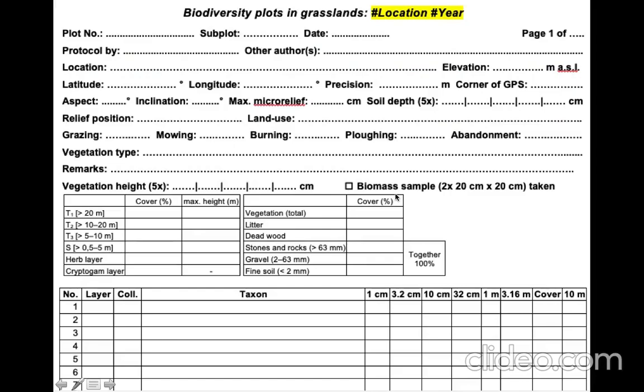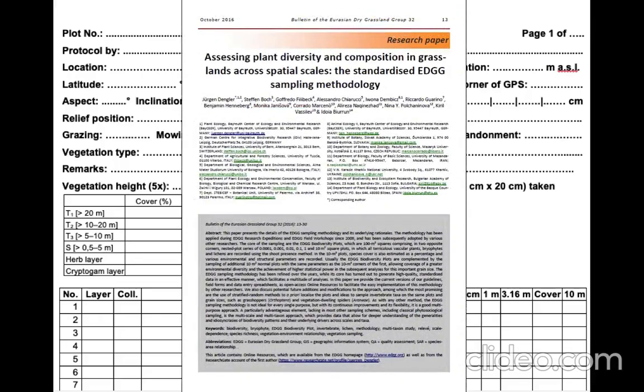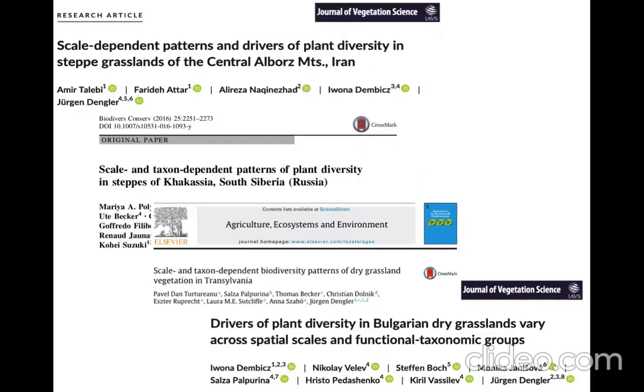We have a spatial data collection form for such a purpose, as you can see, and you can find plenty of information about the EDGG sampling methodology in this paper here that you can easily retrieve and download from our website. The EDGG activities largely contributed to the assessment of biodiversity patterns and species area relationships in the grasslands of many different areas, as you can see from a few recently published examples.